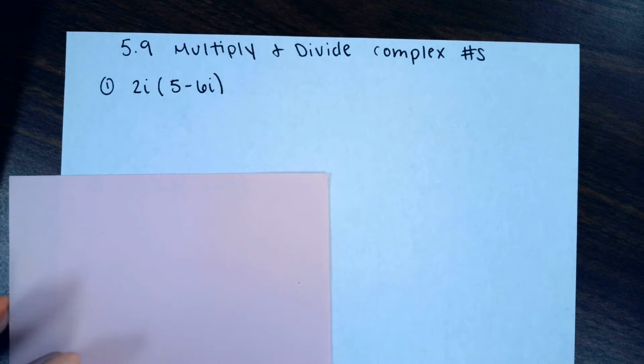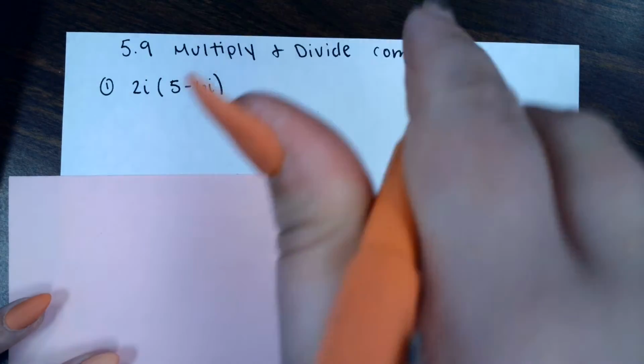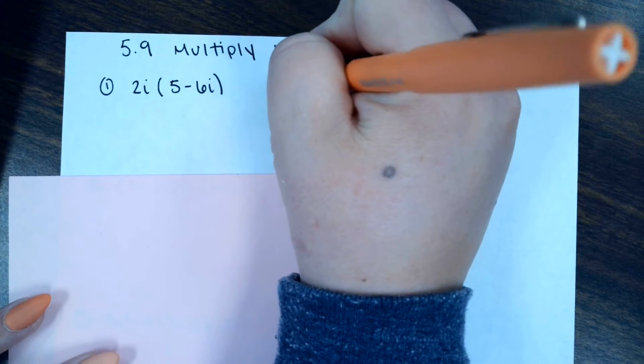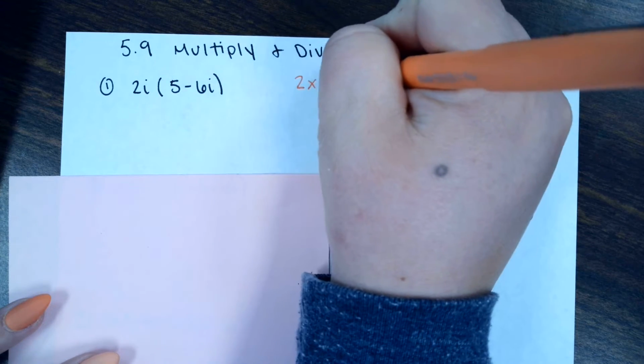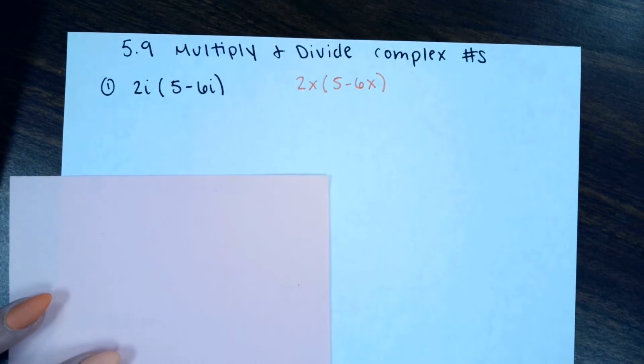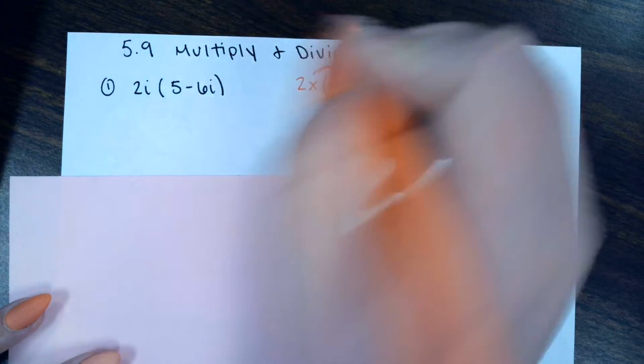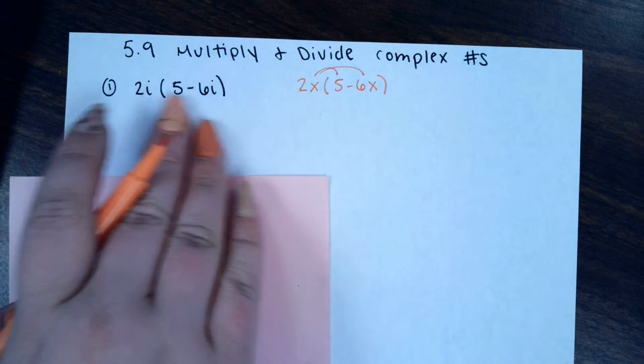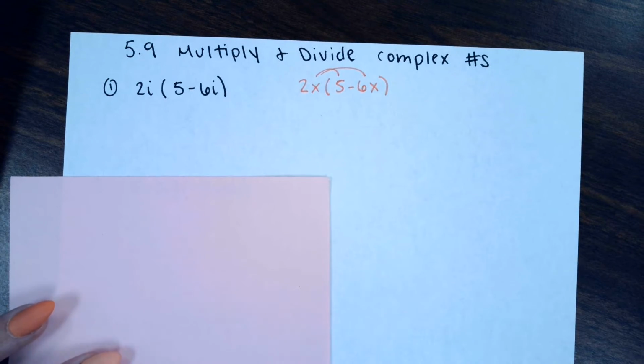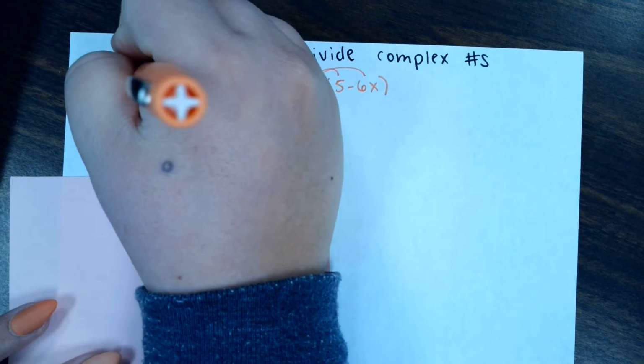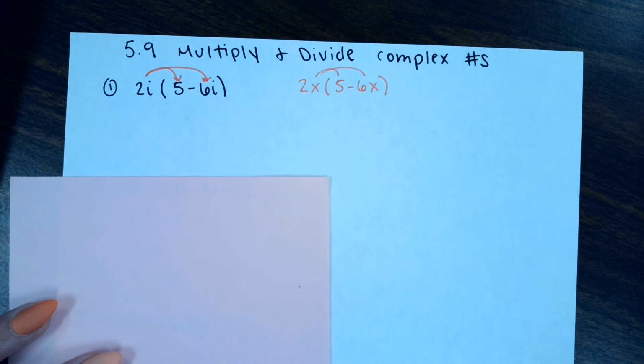Let's for a second just pretend like our i's are x's. If we had 2x times 5 minus 6x, how would we solve that? We would just distribute the 2x, right? We can do the exact same thing with our imaginary numbers. So we're going to distribute our 2i.